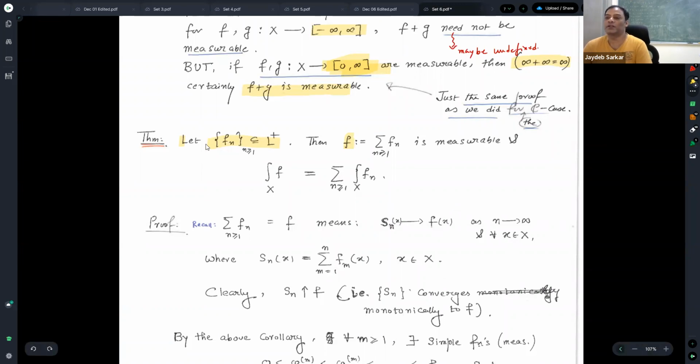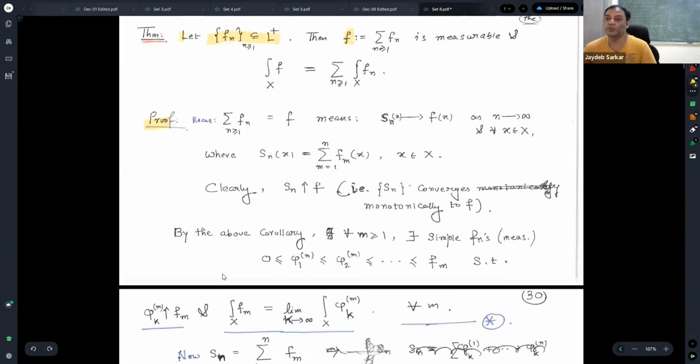So the statement is clear. One more time, you have just any sequence of non-negative functions, and you look at the sum, which is going to be measurable, and the integration of the sum is the sum of the integrations, right? That's the right way to put it. Integration of the sum is the sum of the integration.